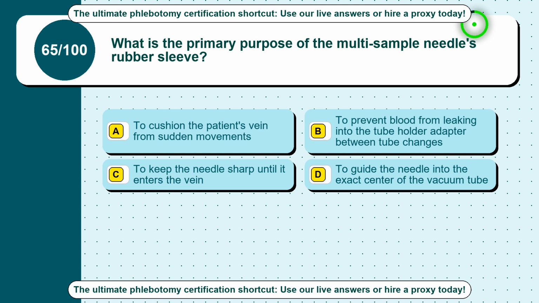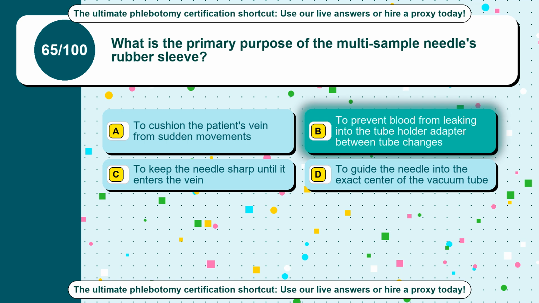Question 65. What is the primary purpose of the multisample needle's rubber sleeve? Option A. To cushion the patient's vein from sudden movements. Option B. To prevent blood from leaking into the tube holder adapter between tube changes. Option C. To keep the needle sharp until it enters the vein. Option D. To guide the needle into the exact center of the vacuum tube.